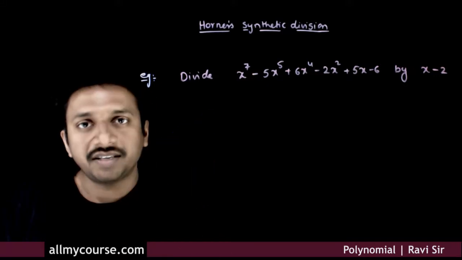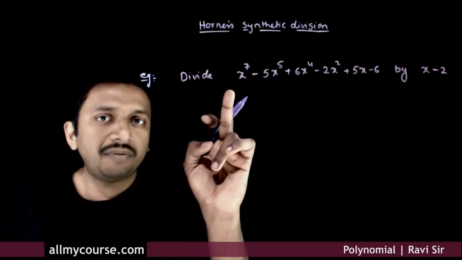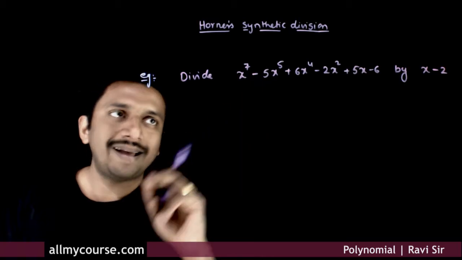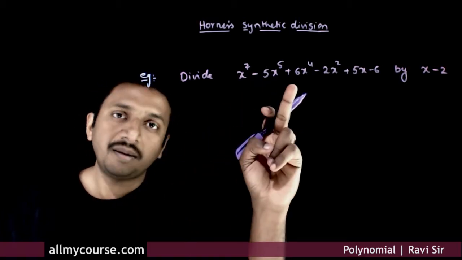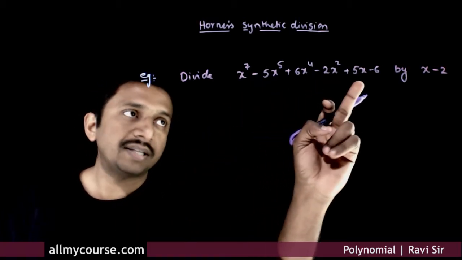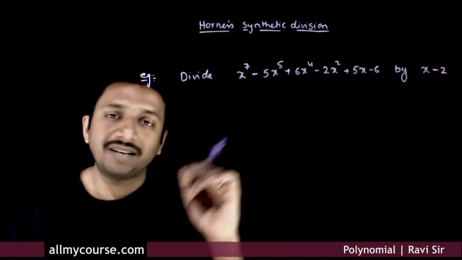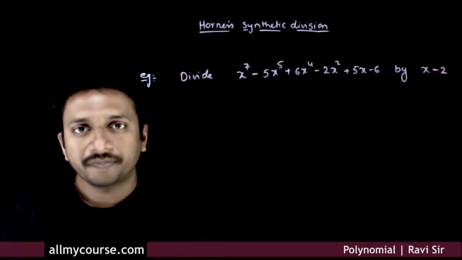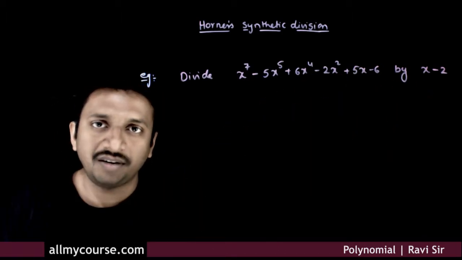So let us take this example. You are asked to divide x^7 minus 5x^5 plus 6x^4 minus 2x^2 plus 5x minus 6 by x minus 2. So let us use synthetic division.